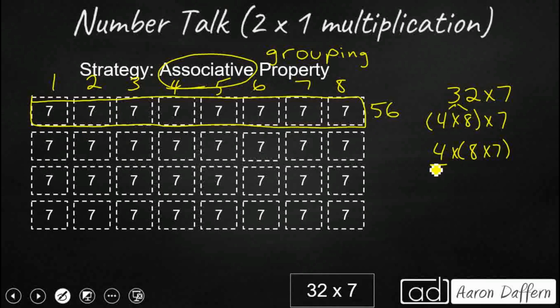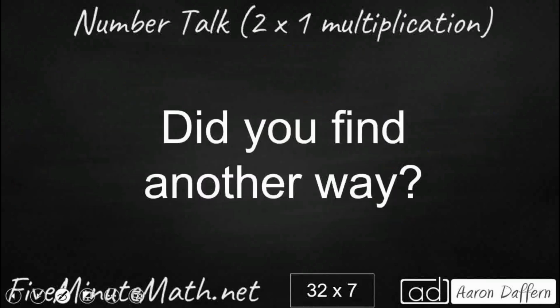Now, I've got 4 groups of 8 groups of 7. And that's what these 4 rows are for. So if I want to skip count by 56, well, that's going to be 112. It's going to be 168, and I still end up with my 224 as always. So those are just a few of the ways that you can use mental math to solve 32 times 7. If you found another way, that's great.